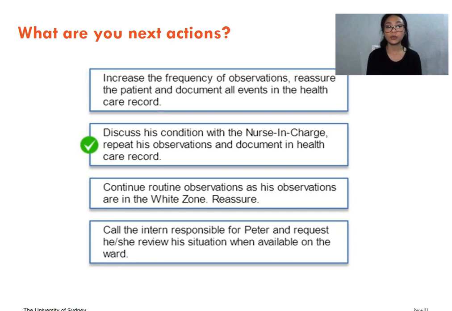So first, we want to discuss the condition with the team leader or the nurse in charge, as the patient has 2 clinical review criteria with poor peripheral circulation and low urine output. So the nurse in charge needs to be informed, vital signs repeated in 30 minutes and the frequency of vital signs increased. From there, then you can determine what to do next.